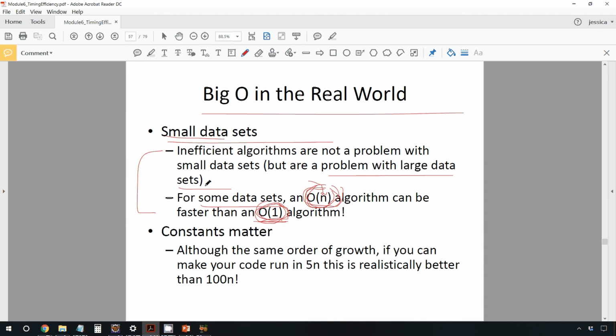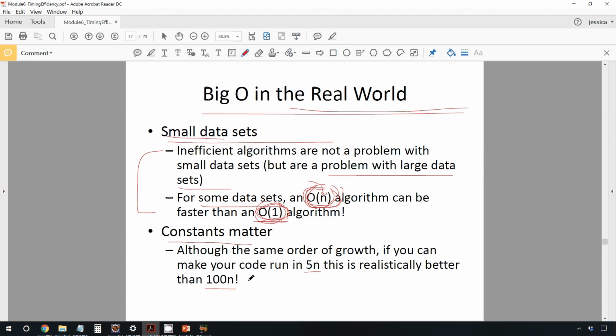The other thing to keep in mind is that in the real world, the constants do matter. We've just been saying that we drop the constants when we're evaluating big O, and that is true. That is how we evaluate big O. But in the real world, you do need to think about that. If you have an algorithm whose running time is 5n and another one whose running time is 100n, well, these have the same big O, right?